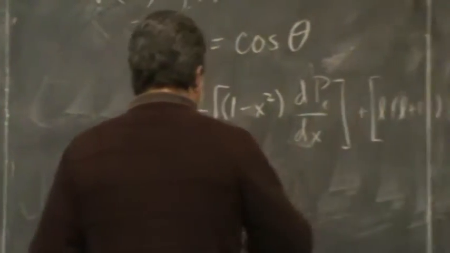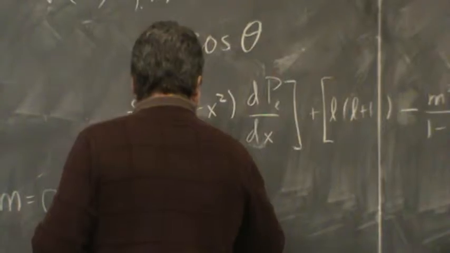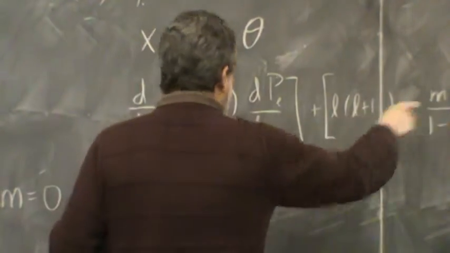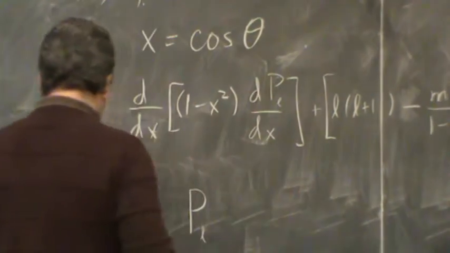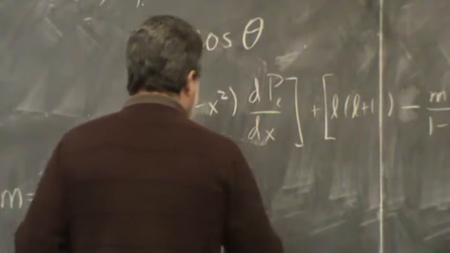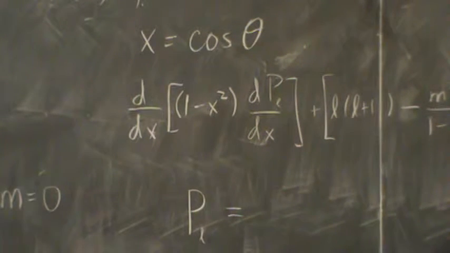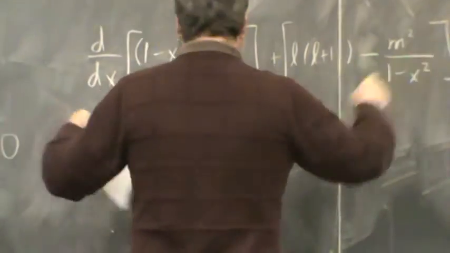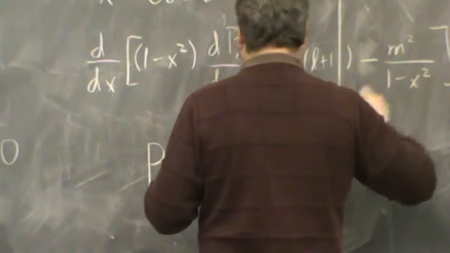Under that circumstance, the polynomial there, P sub l, has a generating function, a specific form that looks like this. The solutions to this equation both start with m equal to 0.